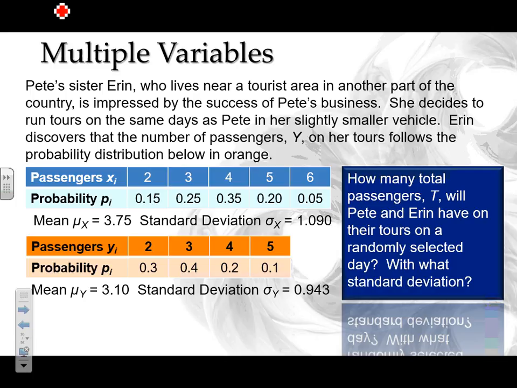So now we're defining a brand new variable, T. What is T? T is X plus Y. Pete's values plus Erin's values, right? So we define our new variable T as X plus Y. We want to know how many total passengers Pete and Erin will have on a randomly selected day. What we're asking is, what's the expected value for T?